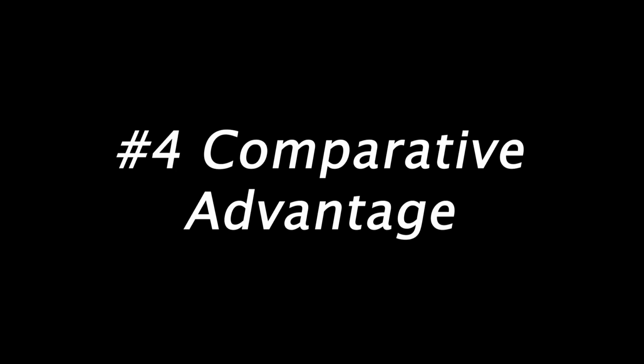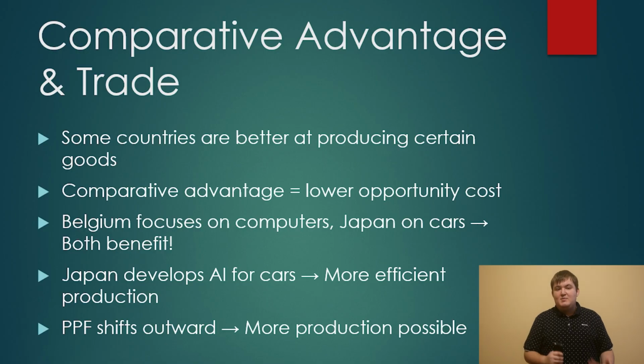Number 4, comparative advantage. One important thing to keep in mind is that not every country is going to have the same PPF. This is because some countries are just naturally better at producing certain goods than others. Now, this can be for a multitude of reasons, including access to technology, labor skills, and the availability or exclusivity of certain resources to said country. Now, this leads us to comparative advantage, when a person or a country produces a good or service that it has the lowest opportunity cost for.